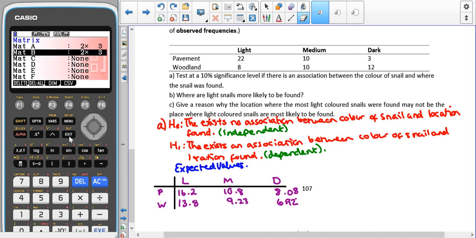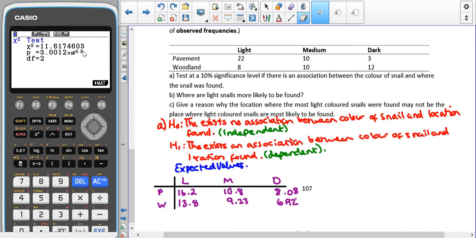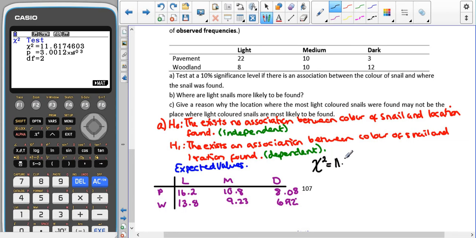So I'm going to come back out of this. Exit, exit. And now I'm going to actually write down these values that I have here. So the chi-squared value is 11.6. That is our test statistic. Then we need to write down the degrees of freedom. As I said before, it's here in our calculator, so our degrees of freedom is 2.